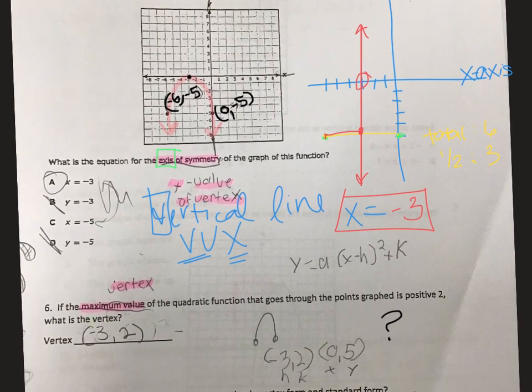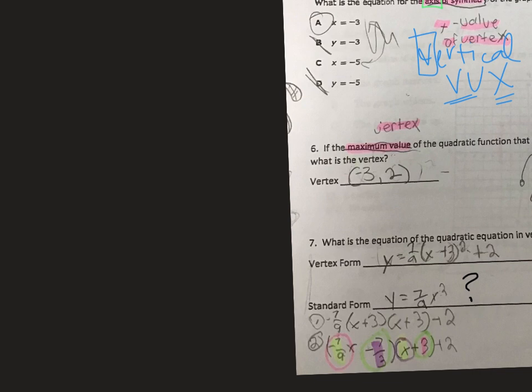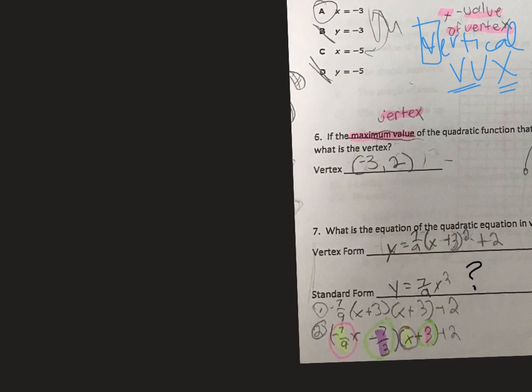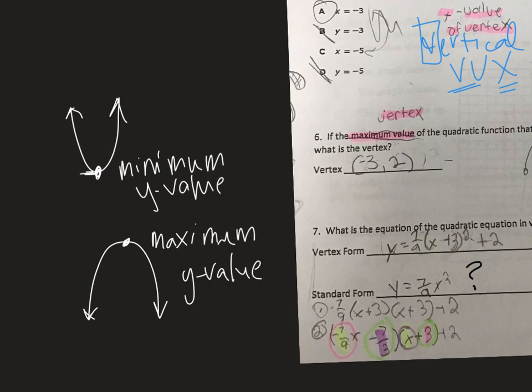Now the second question, if the maximum value, so maximum and minimum, those are 2 words that maybe we should talk about for just a really quick second. If you have a quadratic that looks like this, then I would say it's a minimum. And the minimum y value is whatever that y value is. Whereas if you have a quadratic that looks like this, then we call that the maximum.